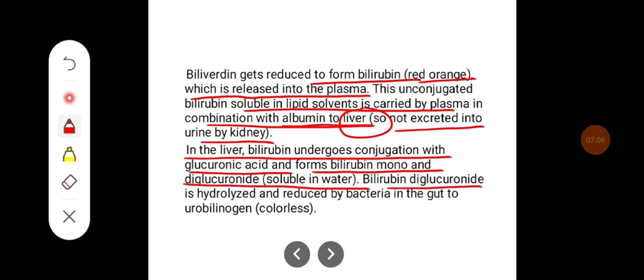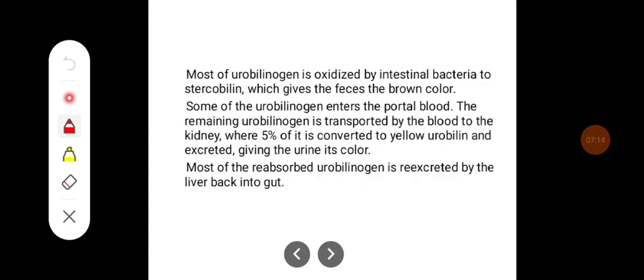Bilirubin diglucuronide is hydrolyzed and reduced by bacteria in the gut to urobilinogen, which is colorless. Most of the urobilinogen is oxidized by intestinal bacteria to stercobilin, which gives feces the brown color. Some of the urobilinogen enters the portal blood.